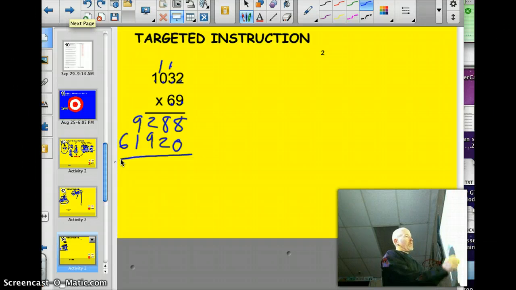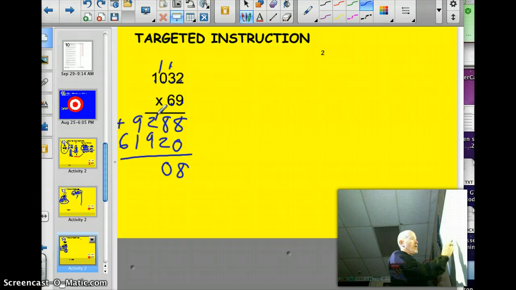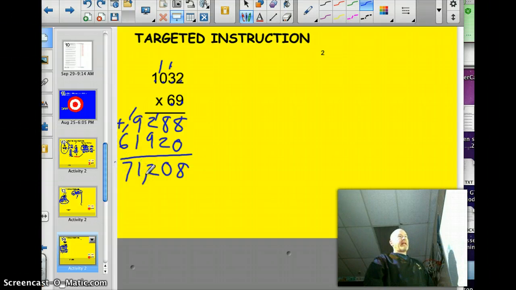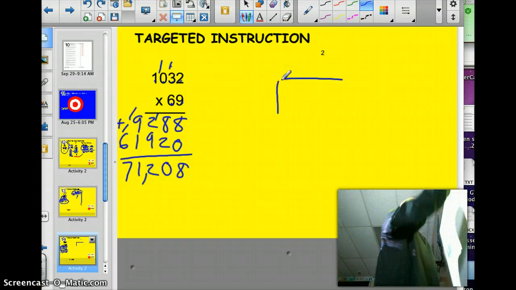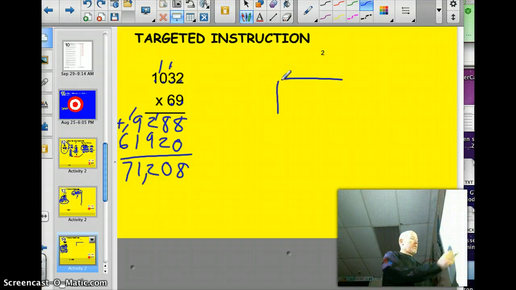If I add these guys up, 8 plus 0 is 8. Put a little plus sign over here. 8 plus 0 is 8. 8 plus 2 is 10. 10 up there. 1 plus 2 is 3, plus 9 is 12. We've got 9 and 1 is 10, and 1 more is 11. And we end up with 71,208.